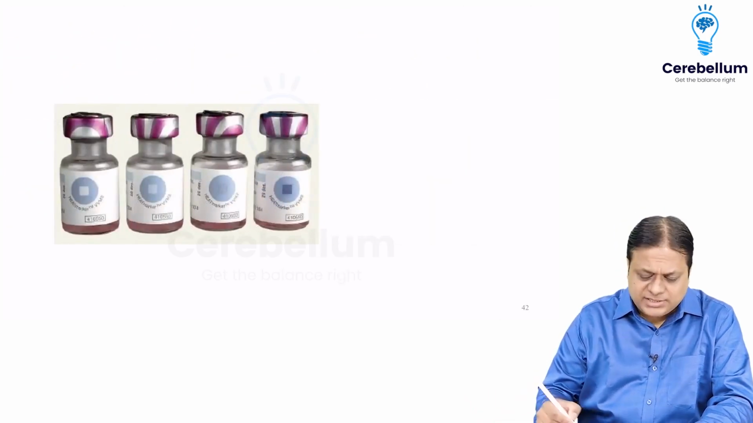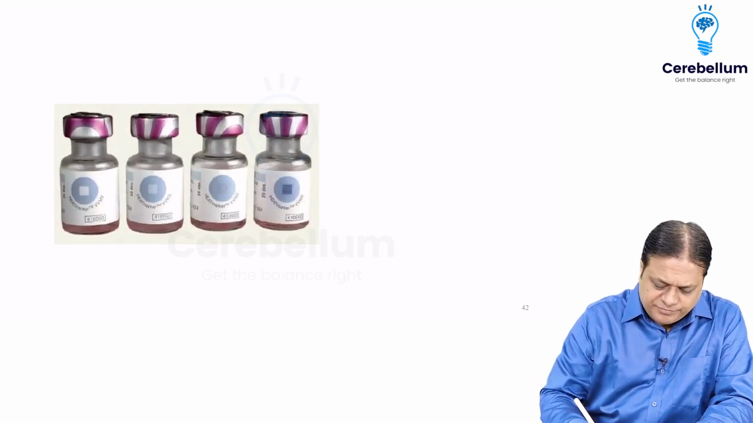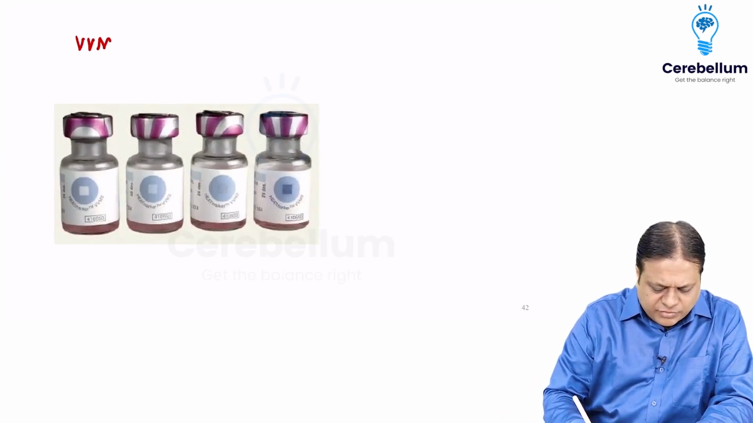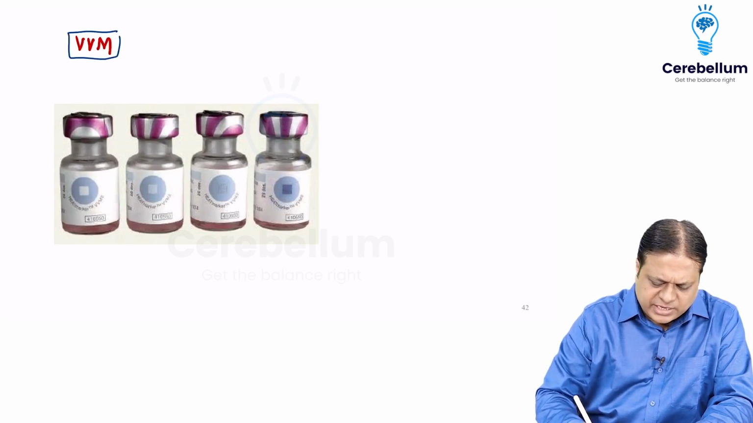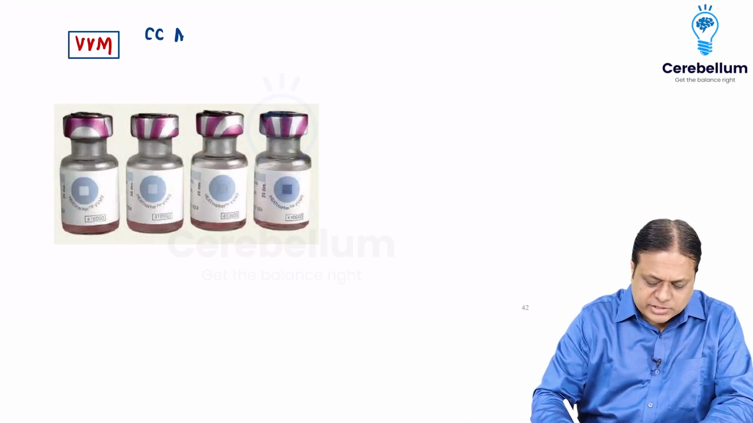What is this, friends? This is VVM, Vaccine Vial Monitor. What does VVM tell you, friends? Can I say it is a marker of expiry date? No, that is printed on the vaccine. Viability of organism or efficacy of vaccine? No. It is a marker of cold chain maintenance.